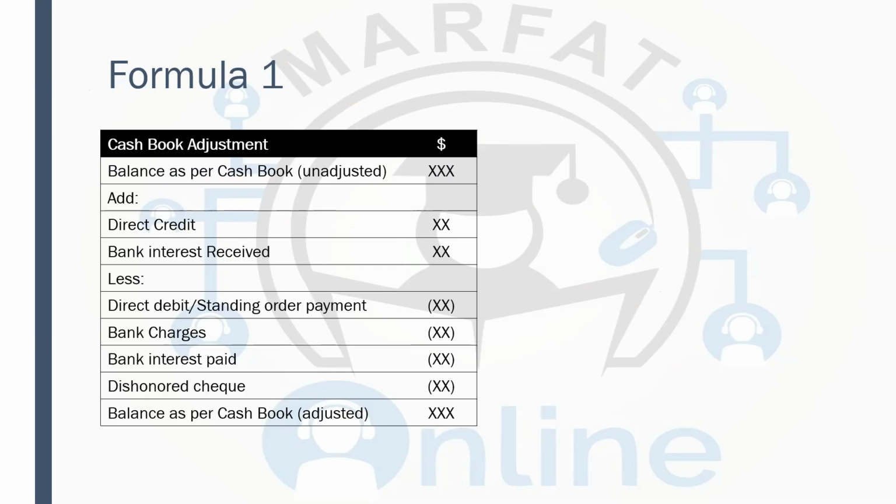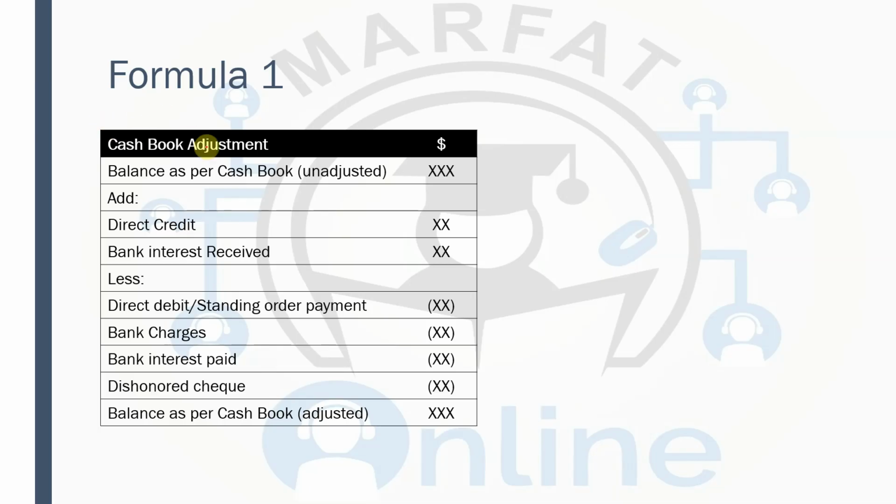So we are having the formula number 1, and formula number 1 is quite logical. Anything which increases your cash book balance will be added. Anything which decreases your cash book balance will be deducted.